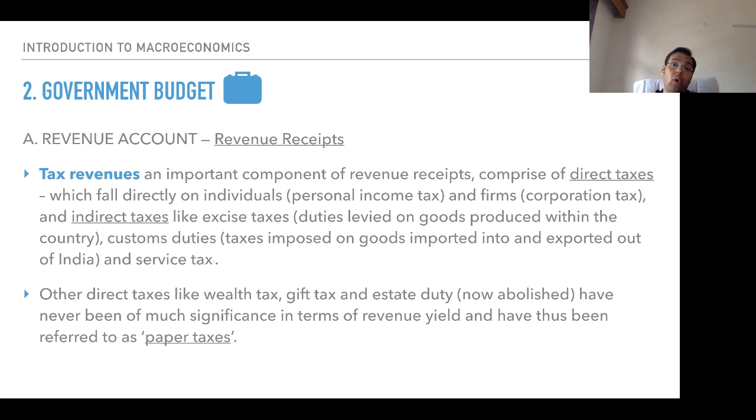And all of you are also paying GST while attending my lecture, while watching YouTube. So you are paying for internet charges, you are paying for electricity, you have also purchased a laptop. All of these things include a portion of GST. The other direct taxes like wealth tax, gift tax and estate duty have now been abolished. They have never been of much significance in terms of revenue yield, and thus they are called paper taxes.